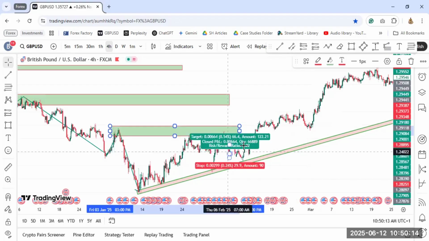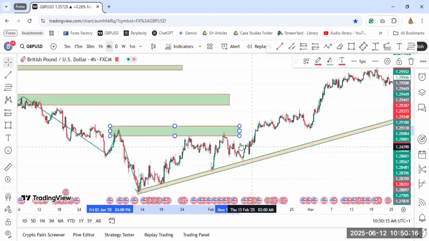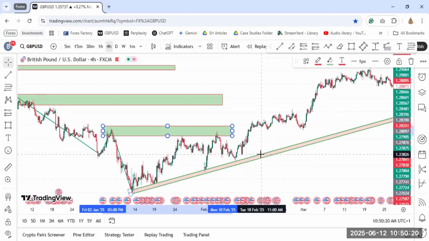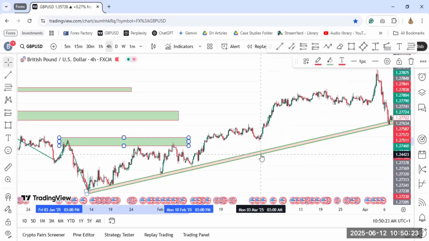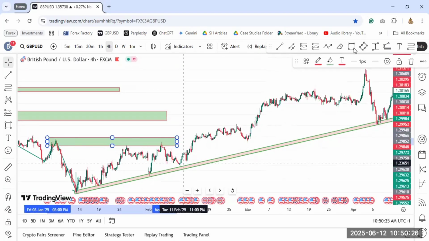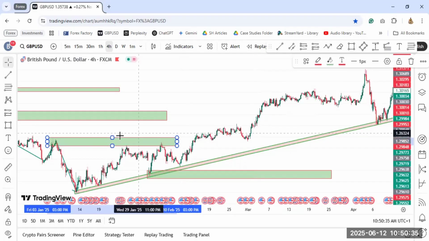So you will see from here that market changed the direction and started an uptrend. So you will now switch and be drawing your demand zones instead of supply zones.